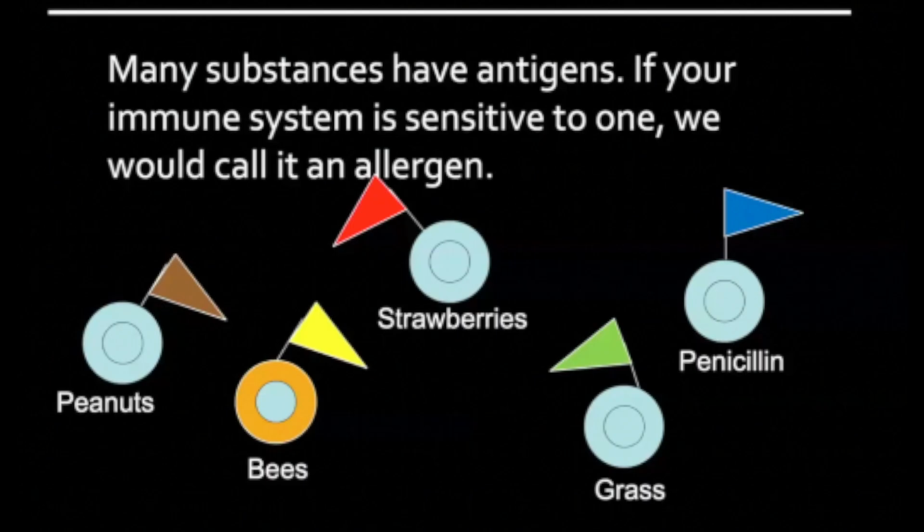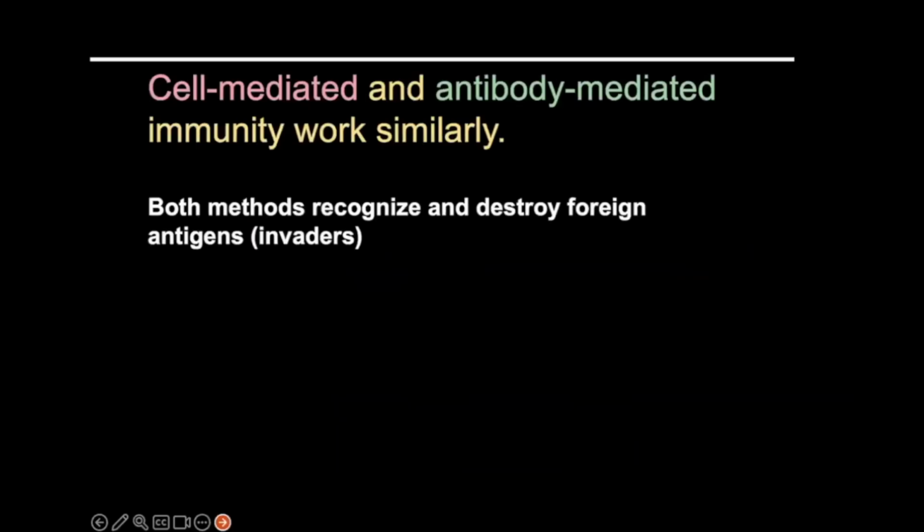Let's say your immune system is sensitive to one of these antigens, like strawberries, and it causes you some distress, like itching and your eyes watering. We would call it an allergen. So antigens are a good thing. They mark you as you. It's when other antigens get into your system that it causes a problem, because your body goes, no, that doesn't belong here, I've got to do something about it. So that's what an antigen is.